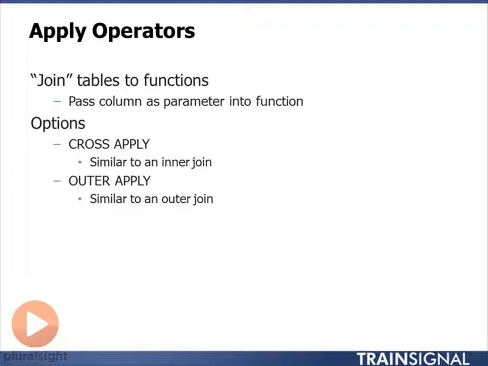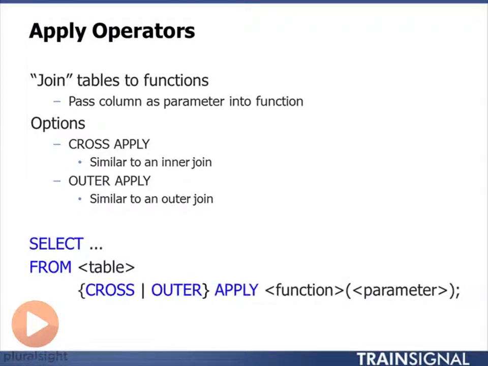The only rows that are going to get returned are rows that actually have values passed back from the function. So if the function didn't return something for a particular value, that value is not going to be displayed, just like an inner join. On the flip side, the outer apply is similar to an outer join, where my row data from my table will still come back, even if the function wouldn't have returned anything.